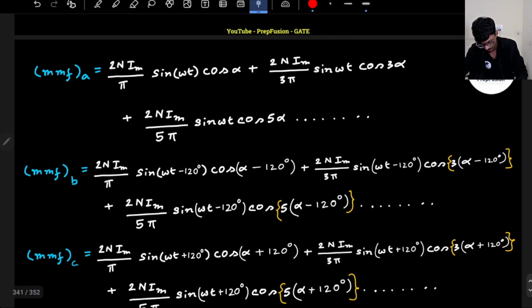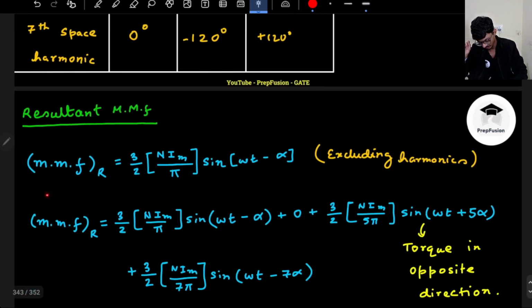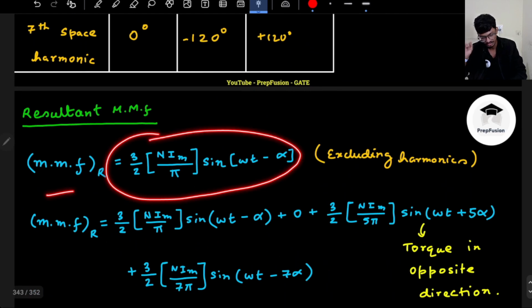This is omega t, Im sin omega t minus 120, Im sin omega t plus 120. Current is fine, there are no harmonics in current, but in the flux distribution in the space there are harmonics. There was alpha plus 120, alpha minus 120, when we had derived the expression for resultant mmf. This was the value of the resultant mmf.